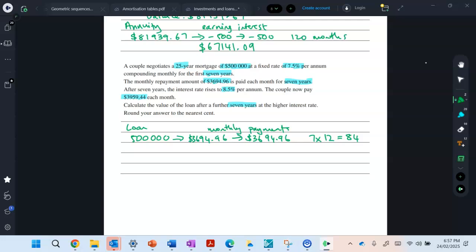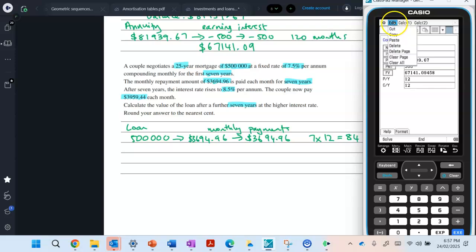All right, so let's work out what the balance of that loan is after the fixed rate has ended. So let's clear the page. All right, so 7 times 12, remember, is 84, but you can just put 7 times 12 in there. 7.5 is our interest rate. We're taking out a loan of $500,000, so that's going to be positive. The payments, remember, that goes back to the bank, so it's going to be negative 3694.96. Future value is what we're looking for, and payments and compounding periods are 12 and 12.